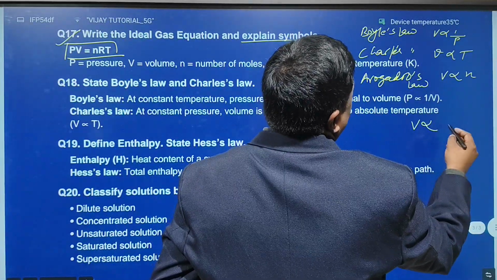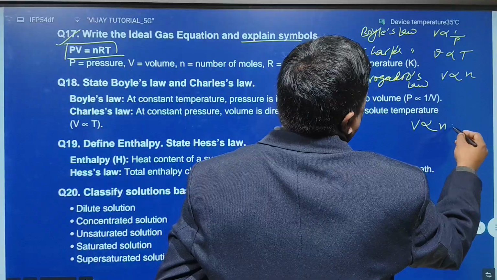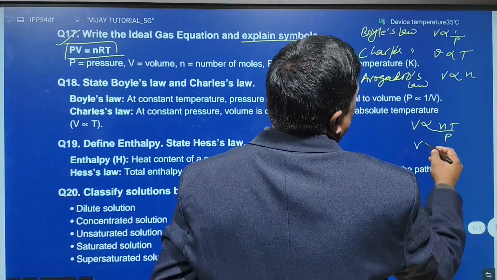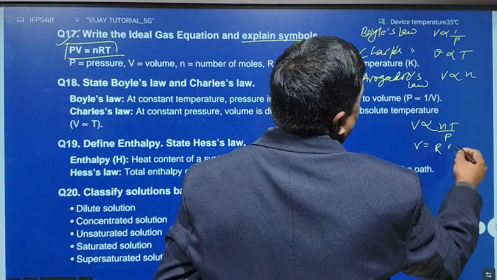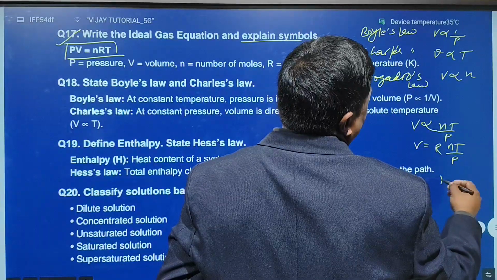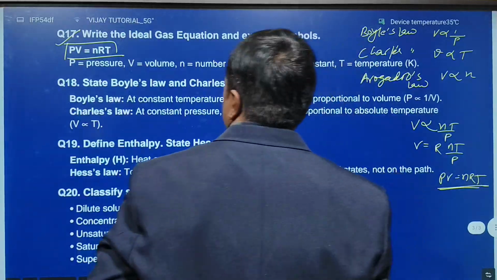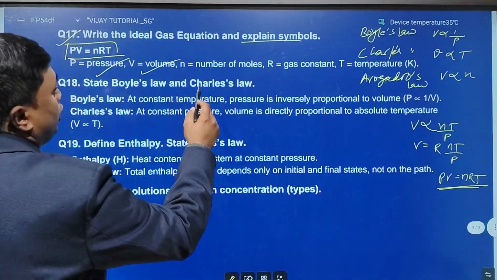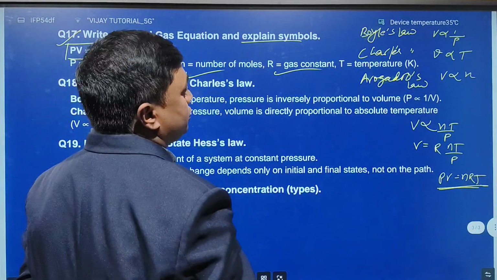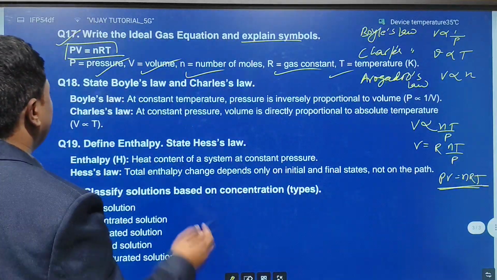So when you combine them, V is directly proportional to nT/P. When you remove the proportionality, you put a constant R: V = RnT/P, or we can write PV = nRT. This is the derivation of the ideal gas equation. P is the pressure, V is the volume, n is the number of moles, R is the gas constant, and T is the temperature. Next question.